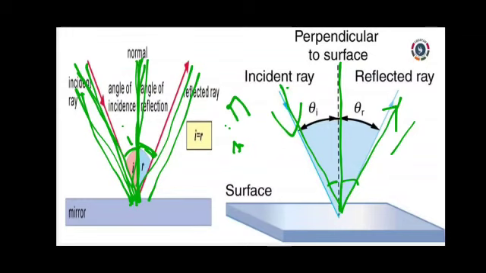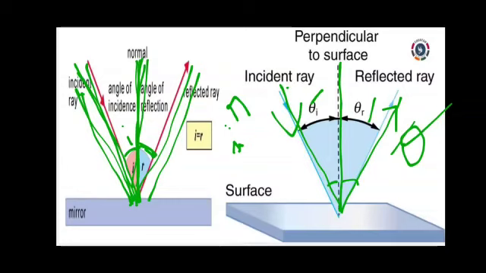The angle, that means what? It is indicated by the symbol theta. What does this symbol indicate? Theta. So theta I means angle of incidence. Theta R is what? Angle of reflection. Can you get my point? Yes.